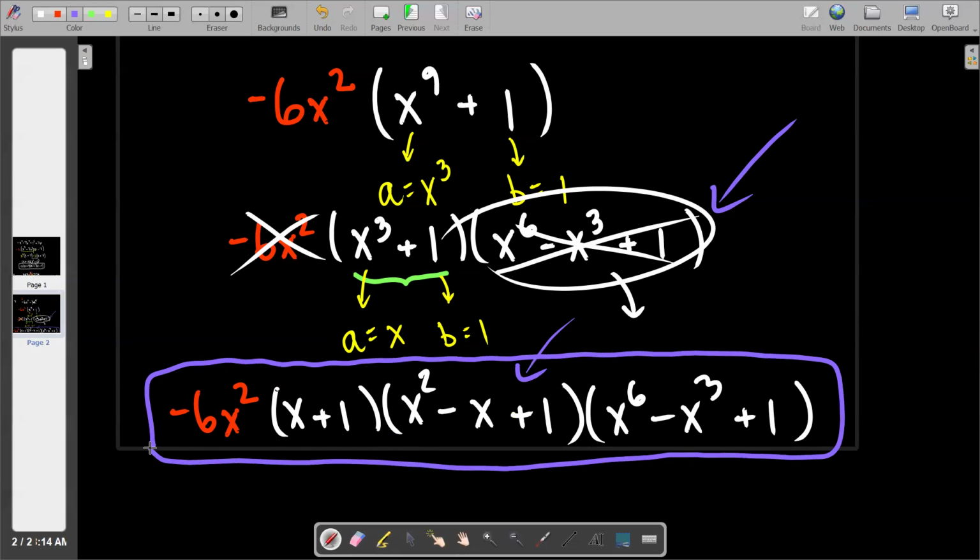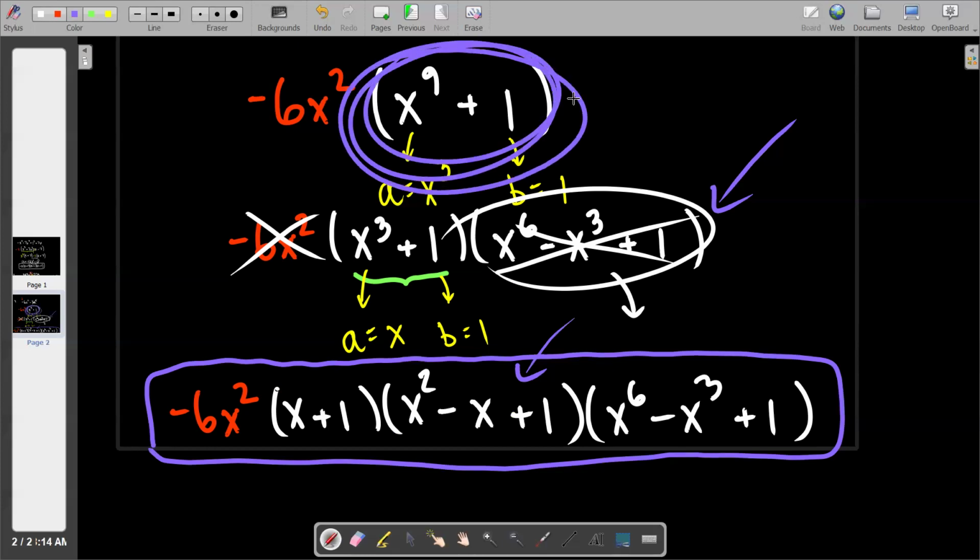Any questions on number 7? Yes, sir. This right here is a sum of cubes. Any other questions on number 7? Okay.